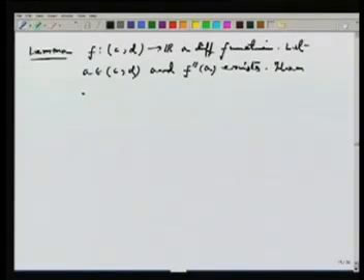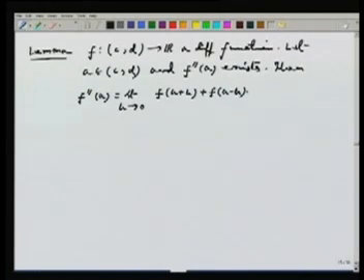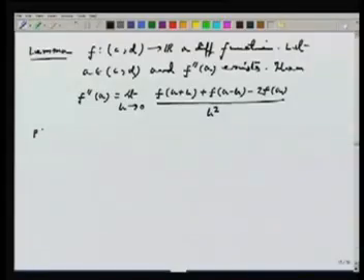Then f''(a) is equal to the limit as h goes to 0 of f(a+h) + f(a-h) - 2f(a), divided by h squared. Now this is a lemma which we are going to use in our device of convexity of a function using derivatives. So the proof goes as follows.